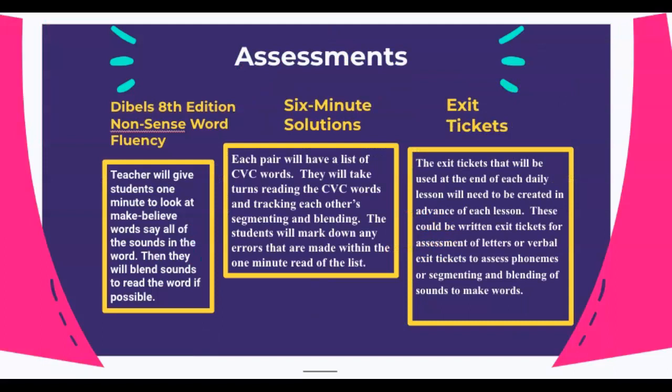What assessments will I be using? I will be using DIBELS 8th edition Nonsense Word Fluency. The teacher will give the students 1 minute to look at the make-believe word, say all the sounds in the word, and then they will blend the sounds to read the word if possible. Next, we're going to use 6-minute solutions. Students will work in pairs. They'll have a list of CVC words. They will take turns reading the CVC words and tracking each other, segmenting and blending. The students will mark down any errors that are made within the 1-minute read of the list.